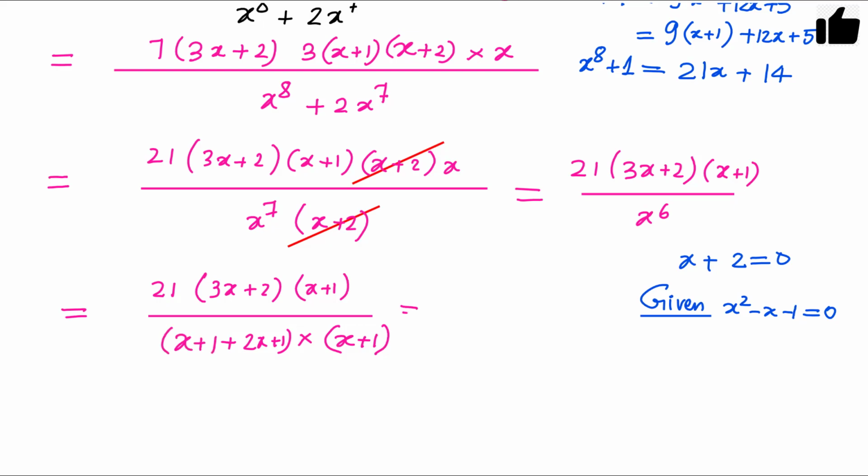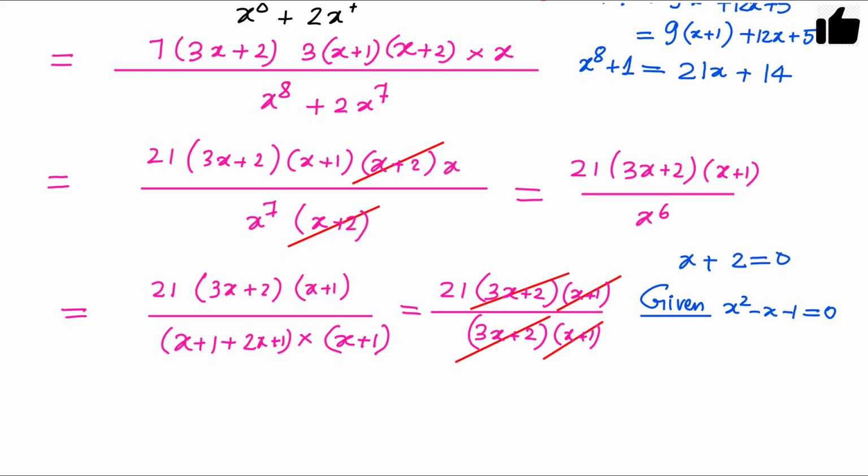Now see. So this is 21 times (3x plus 2) and this is (x plus 1). And this divided by, so you have (3x plus 2) and (x plus 1). You see the miracle. Now this term cancels, this term cancels. Similarly, this term cancels, this term cancels. So finally, your answer is 21. So this is the value of the desired expression.